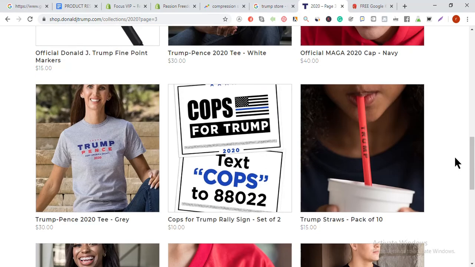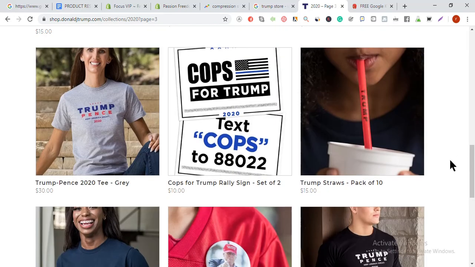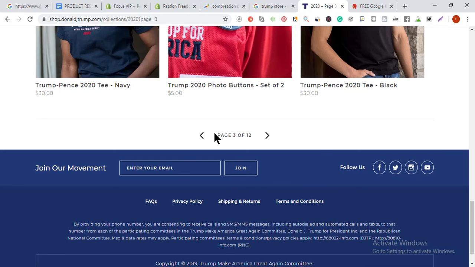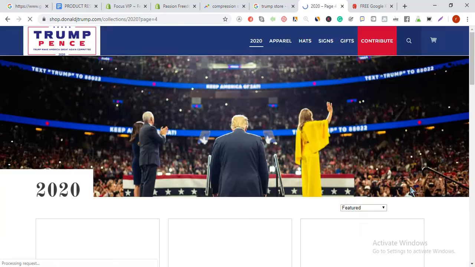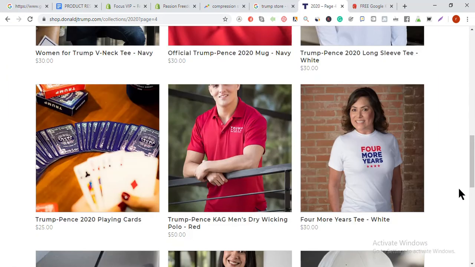We can check this one, the straw. Trump straws. I think you should try that. People buy that? Yes, they are actually buying it. Yeah, they really are. It's funny, right? But they are. They will buy anything if his name is there.